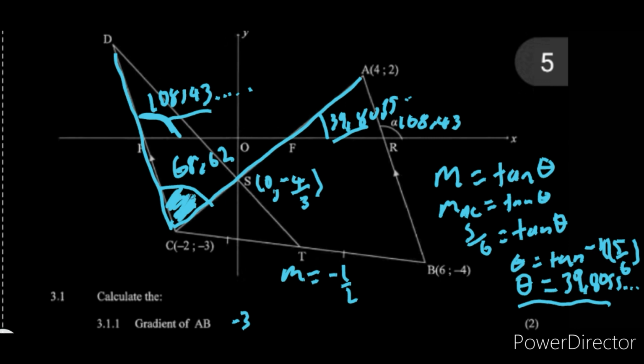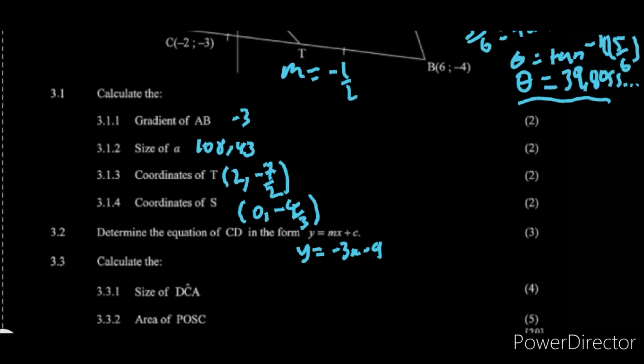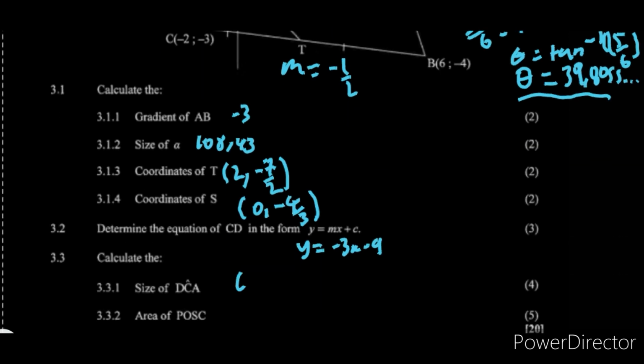So it's not hard to get this angle. In order to get this angle, you just have to get this angle of inclination and this angle of inclination and just subtract them. So it is easy. So we have 68.62. And let's deal with the last question, the area of POSC.